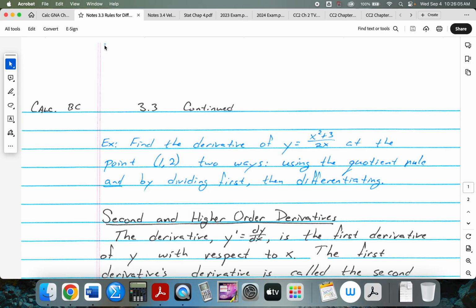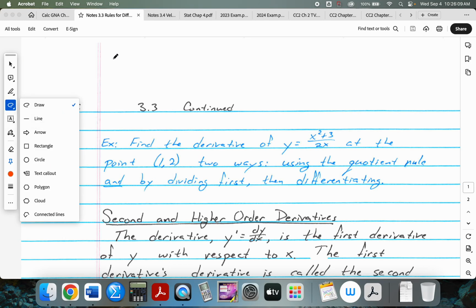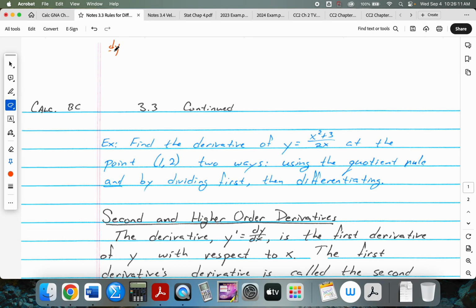So dy/dx, oops, forgot to turn the pen on. By the quotient rule will be the denominator, 2x, times the derivative of the numerator, also 2x, minus the numerator, x squared plus 3, times the derivative of the denominator, 2, all over (2x) quantity squared.